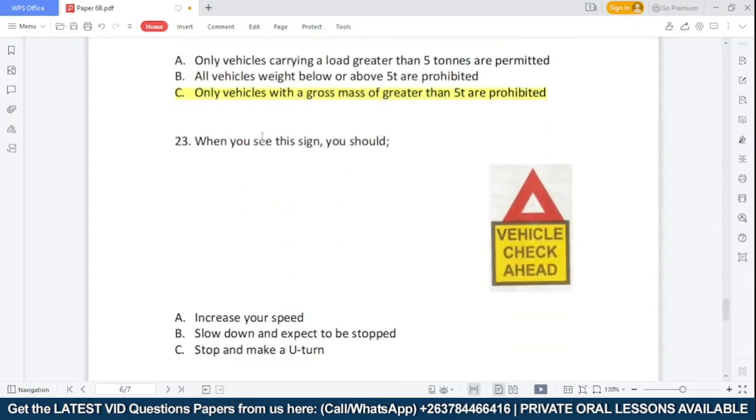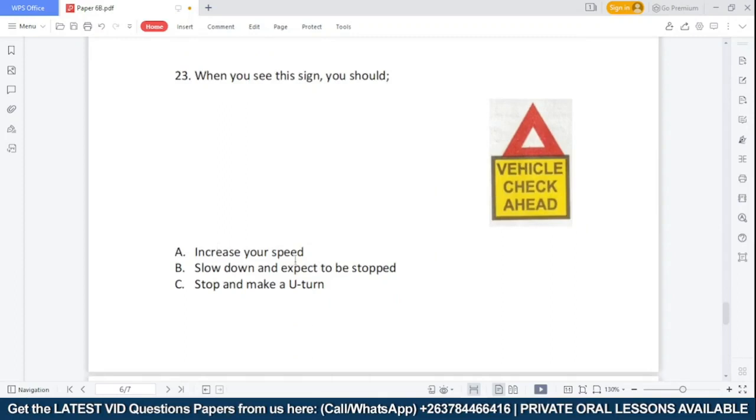Now number 23, when you see the sign, what should you do? As you can see, this is a vehicle check ahead sign. Option A, increase your speed. B, slow down and expect to be stopped. C, stop and make a U-turn.